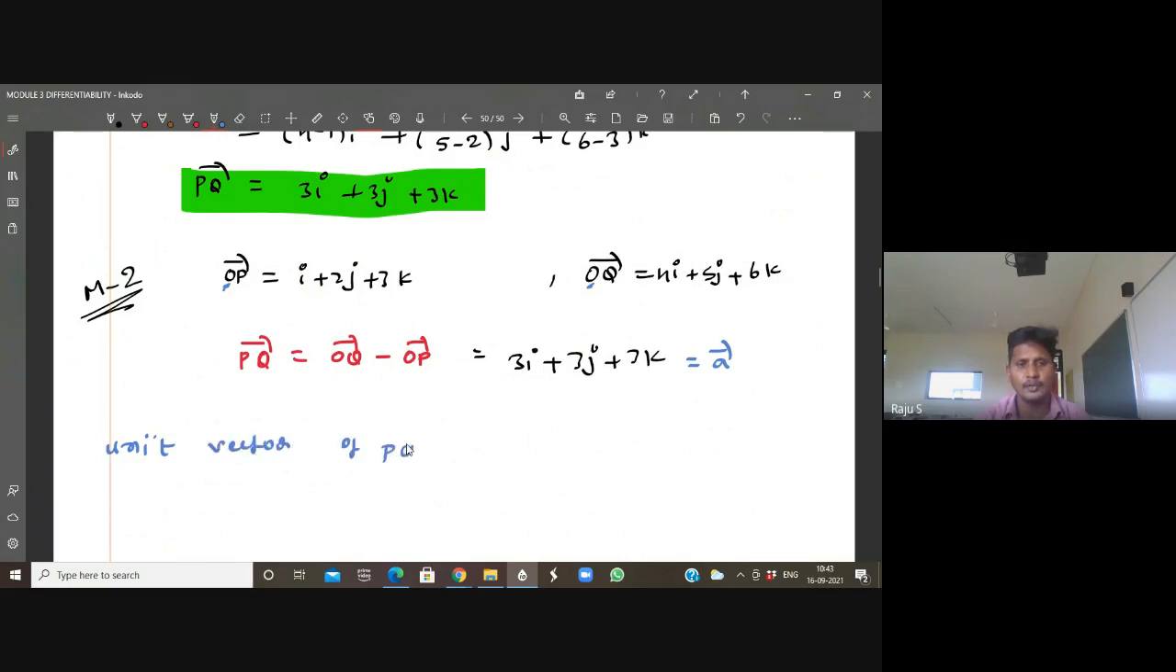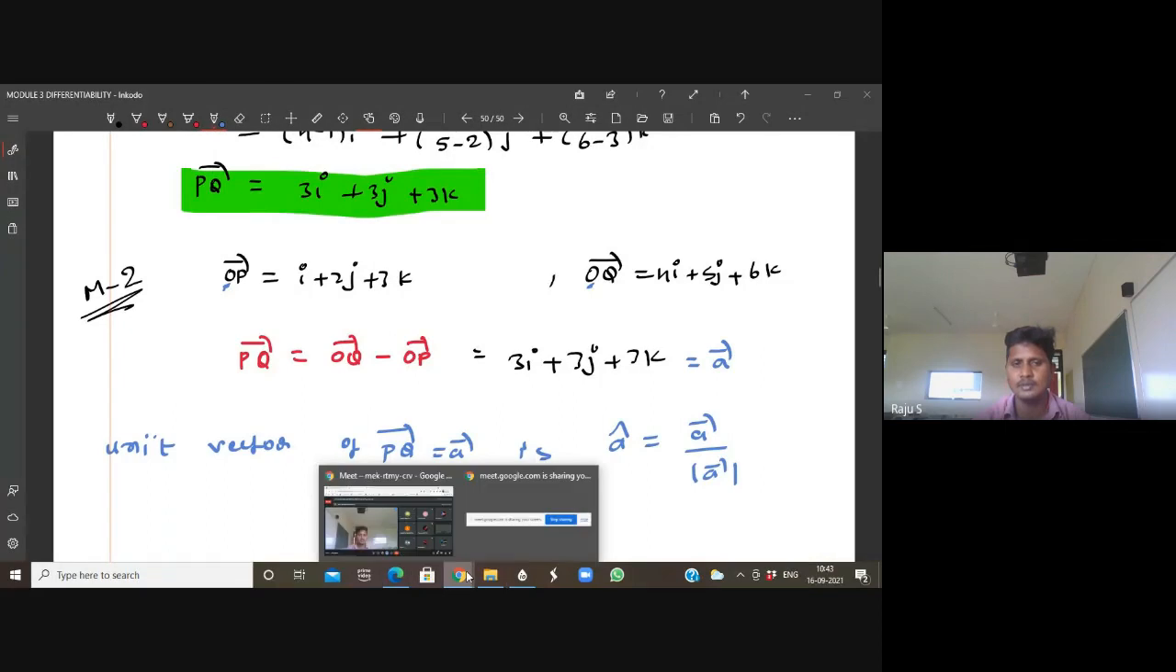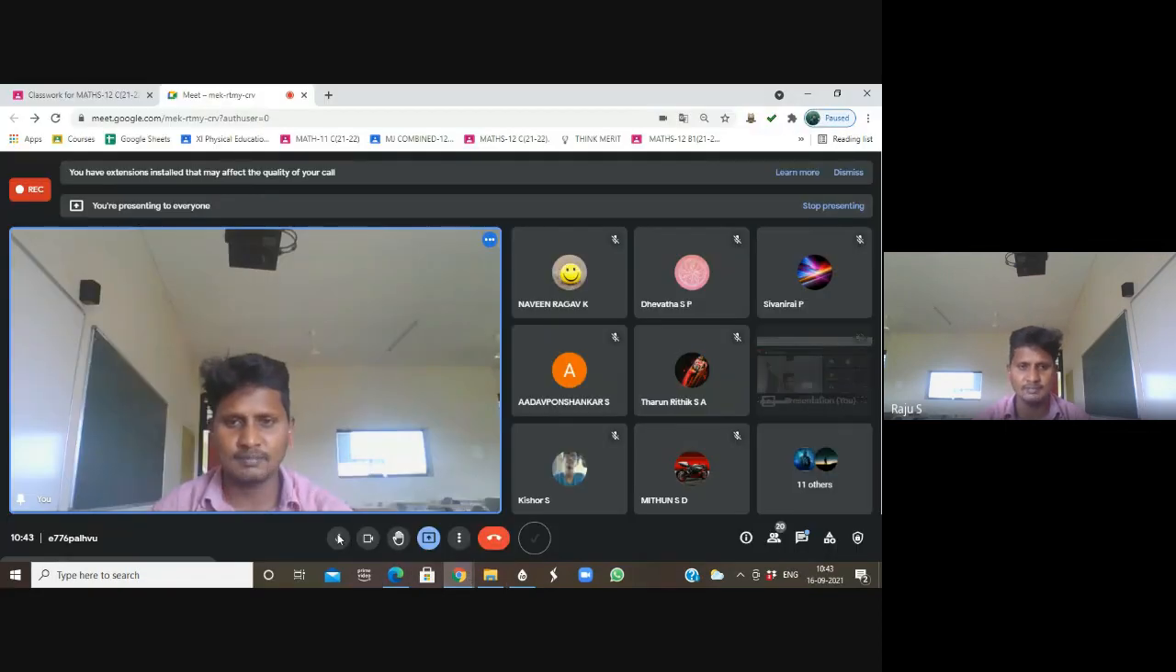of PQ, nothing but what? PQ I'm taking as vector A, so A cap is equal to vector A by magnitude of A. Yeah, all of the students, you can try to find this. Do it fast, just a minute.